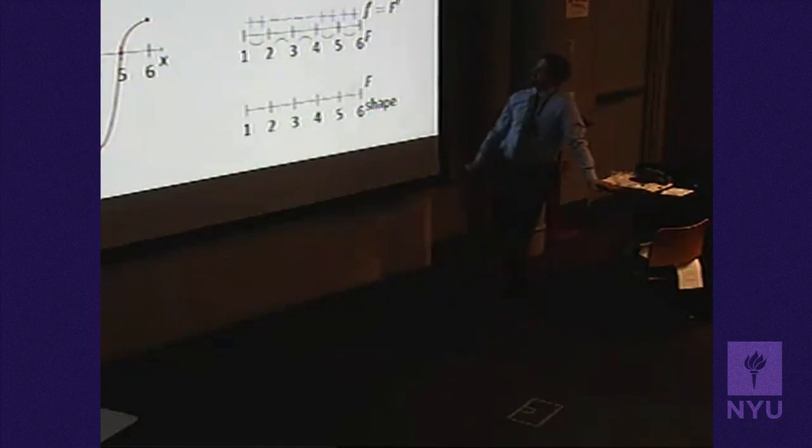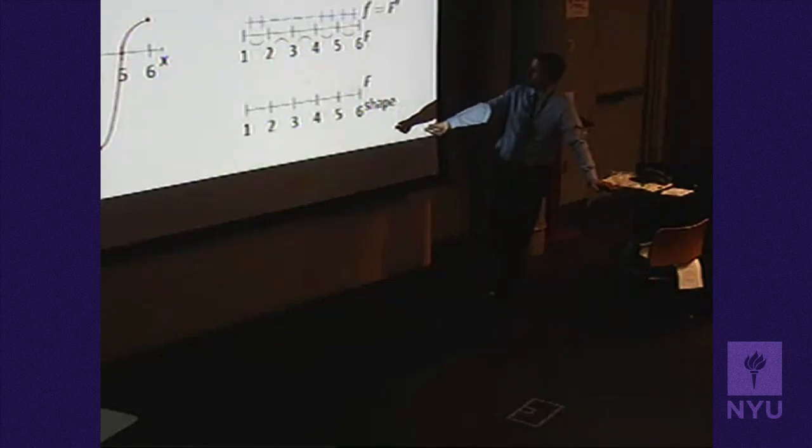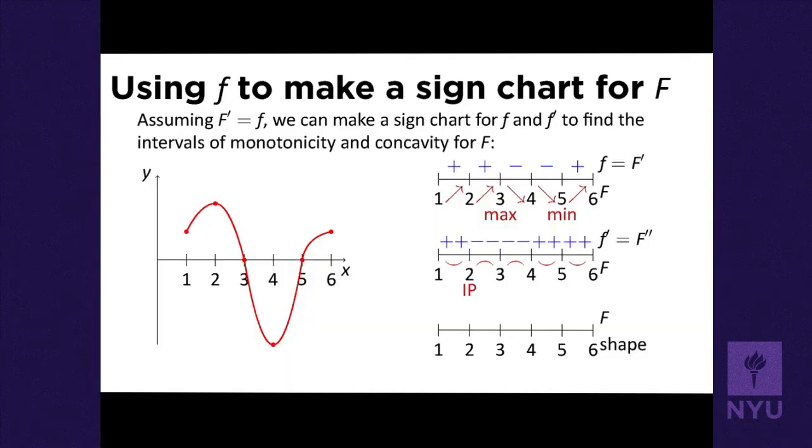Okay. So based on the monotonicity of the graph of capital F and the concavity of the graph of capital F, we can get a picture of the shape of the graph. Yes. Oh, yes. We have 2 inflection points, right? 1 at 2, 1 at 4. So between 1 and 2, the graph is increasing and concave up, and so it has this shape to it. Between 2 and 3, it's increasing and concave down. So it's a second quadrant, right?